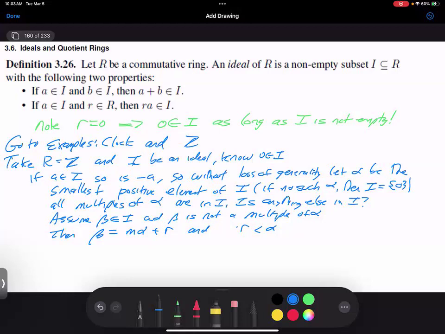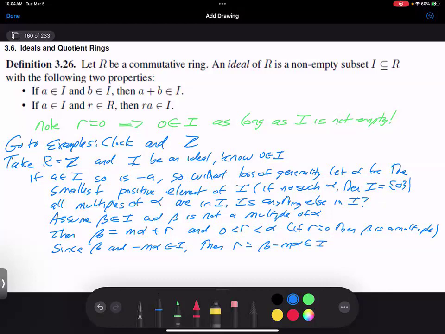Strictly greater. If r equals 0, then beta is a multiple. So we know that r is not 0. But beta is in I, m alpha is in I. So since beta and negative m alpha are in I, then r, which is beta minus m alpha, is in I.